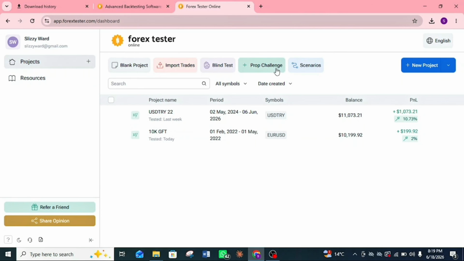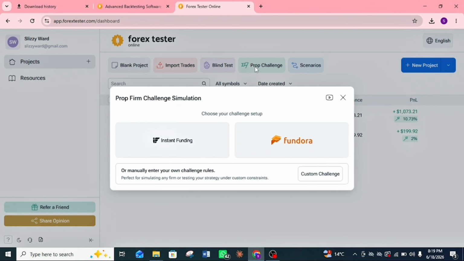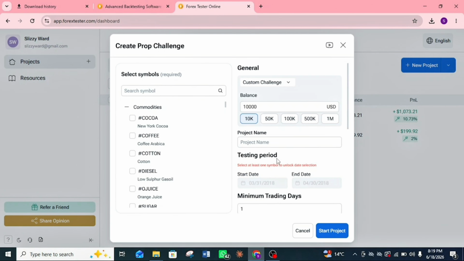So when I start, I go to prop challenge because I'm now more of a prop firm trader. I also trade synthetics, but I'll be mostly trading prop firm. So go to prop firm challenge. I can choose Pandora or instant funding, but I use custom. And I go to 100K, project name, let's say NAS 100.